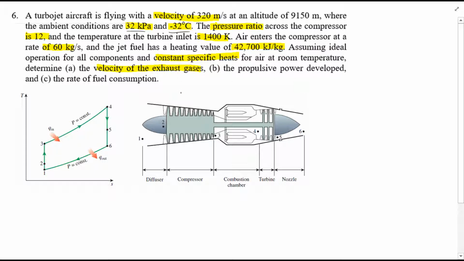Just looking at this diagram now, so we're looking at process 1 to 2. You can see from the TS diagram it is isentropic, and that's the diffuser. So constant entropy through the diffuser. Process 2 to 3 is in fact compression, which is also isentropic.